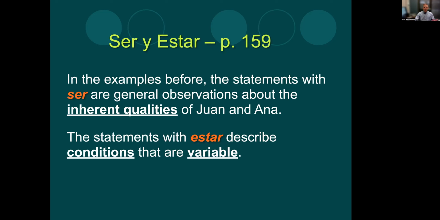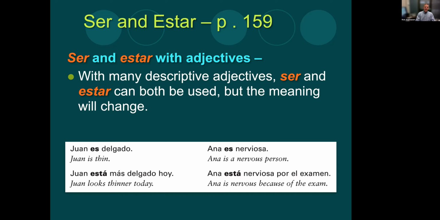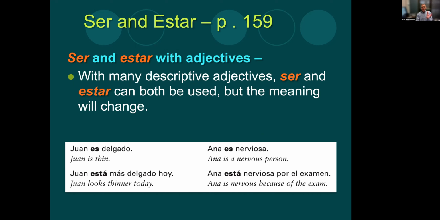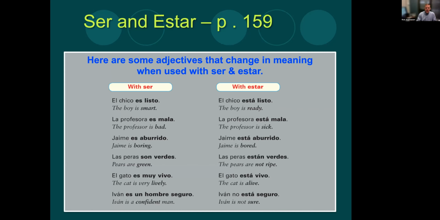In the examples before, the statements with ser are general observations about inherent qualities of both Juan and Ana, whereas with estar, there are conditions that are variable. So let's go back. So with ser, Juan es delgado, Ana es nerviosa. Those are things that describe their qualities as people. Juan está más delgado, Ana está nerviosa are things that describe conditions that are variable. So the same adjectives used with two different verbs mean two different things. Notice that with both ser and estar, the adjectives are still going to change for number and they're still going to change for gender.